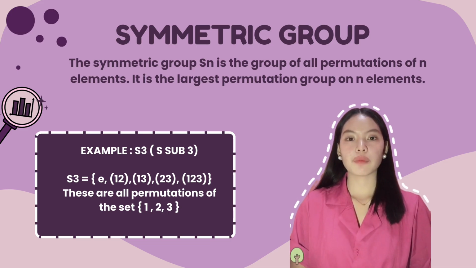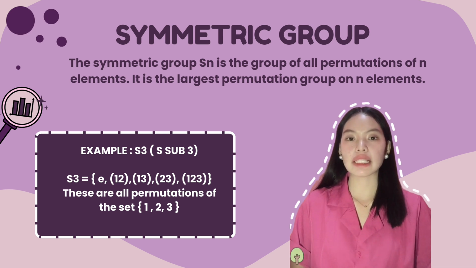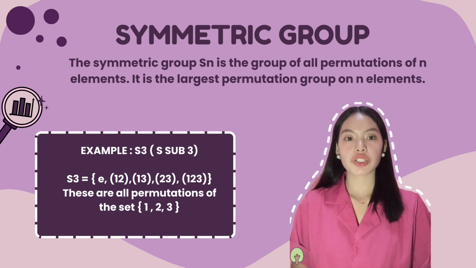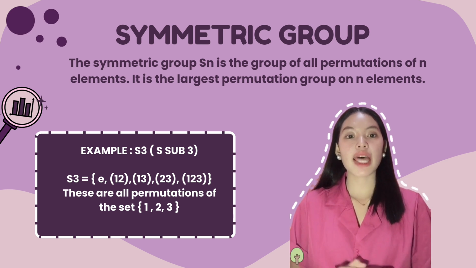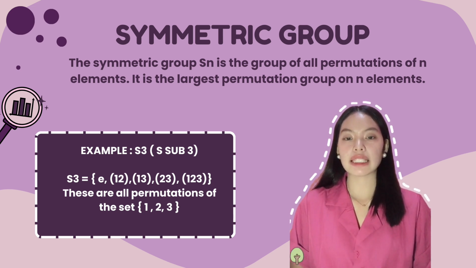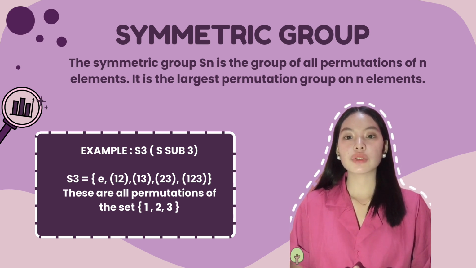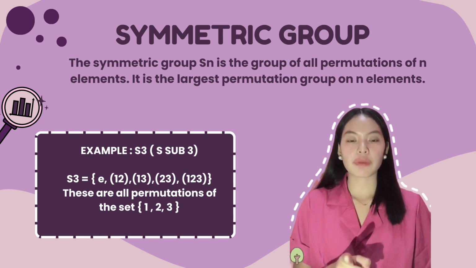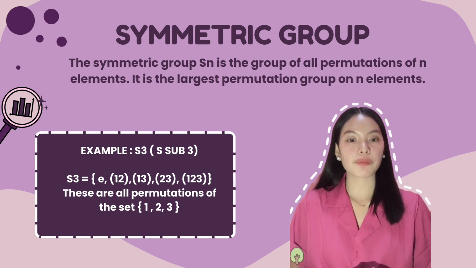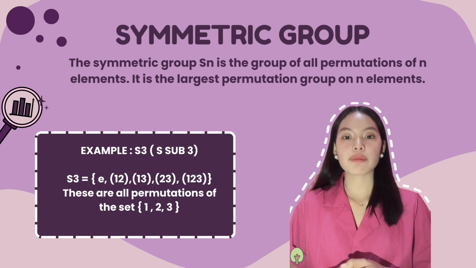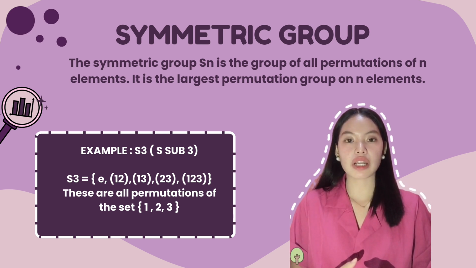Now, what is a symmetric group? The symmetric group, or S sub n, is the group of all permutations of n elements. It is the largest permutation group on n elements. The symmetric group S sub n includes every possible permutation of n elements. For example, S sub 3 has 6 elements, which include all the ways to rearrange 1, 2, 3. Symmetric groups are important because they are the complete permutation groups, meaning they contain all possible rearrangements. They form the basis for studying permutations in abstract algebra.